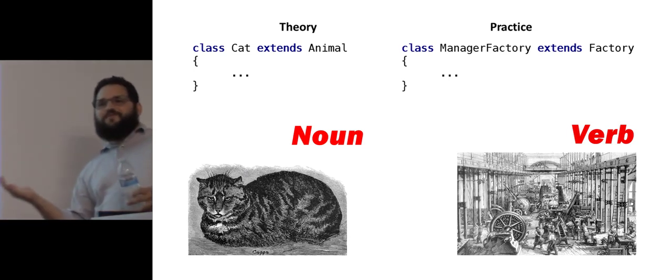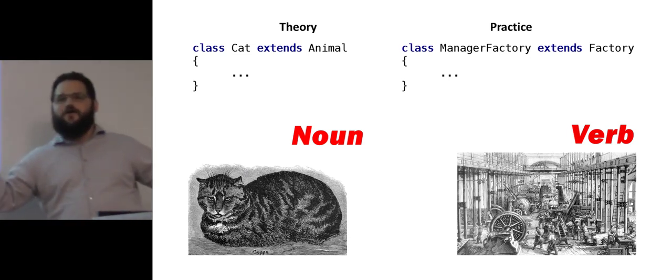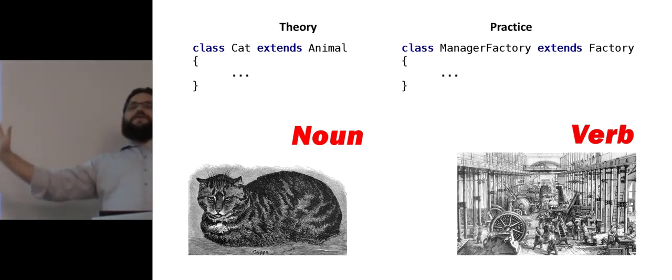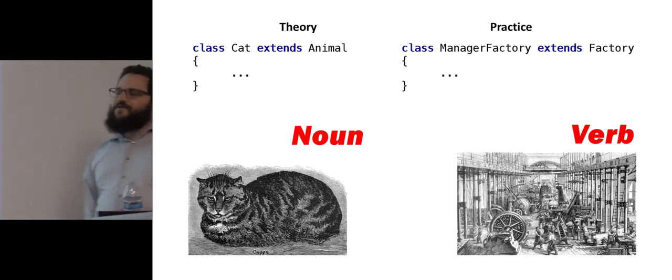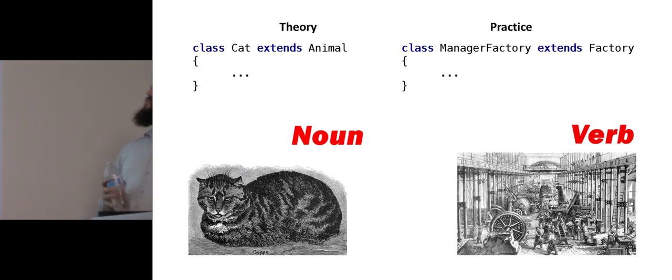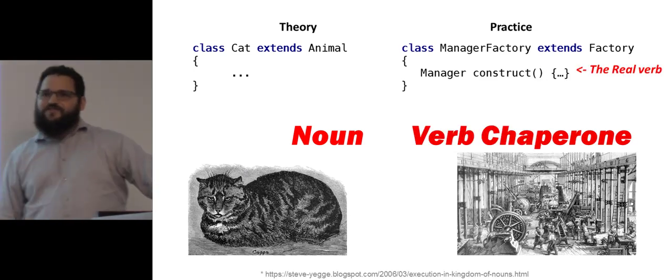Like all the Java programmers are going to be like, it's a verb! It's a verb! Oh no, we're Java 8 now. We know all about verbs. We flat mapped a couple of lists, you know? So the idea is, actually, this isn't a verb. This is a verb chaperone. That in there is the verb, right?